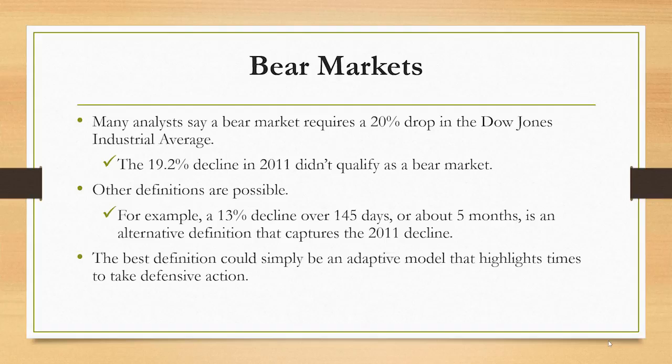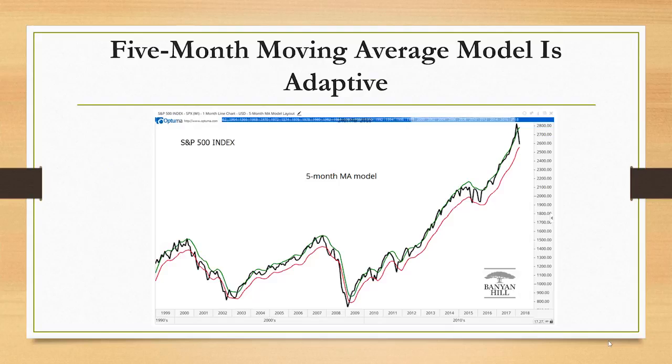And because of that, I prefer to use more expansive definitions than the traditional one. For example, a 13% decline over about a 5-month period, that would be a bear market. You'd suffer a large loss over an extended period of time, or a relatively large loss. Now, the best definition of a bear market, I believe, could simply be an adaptive tool that highlights the best times to take defensive action.